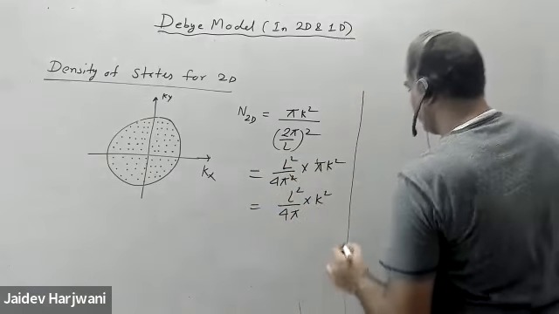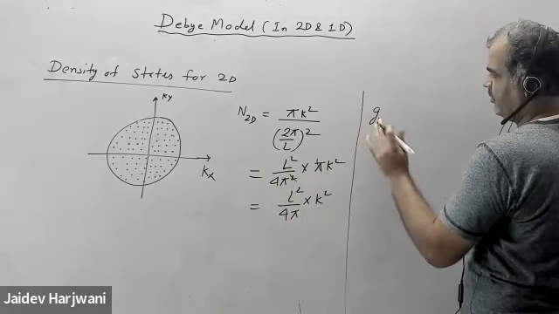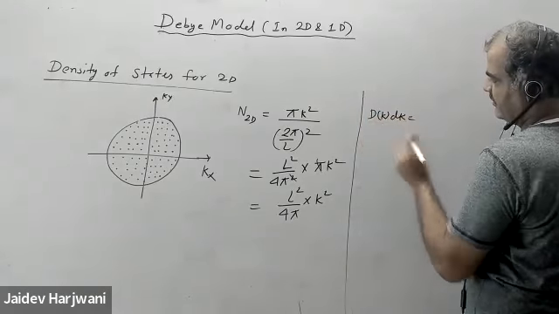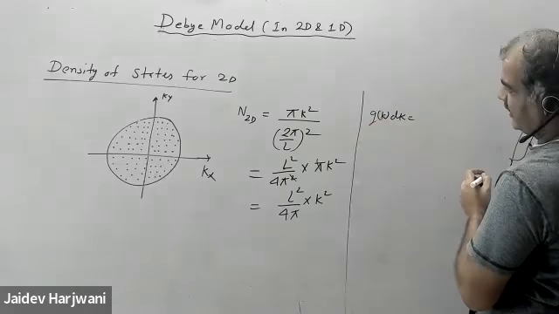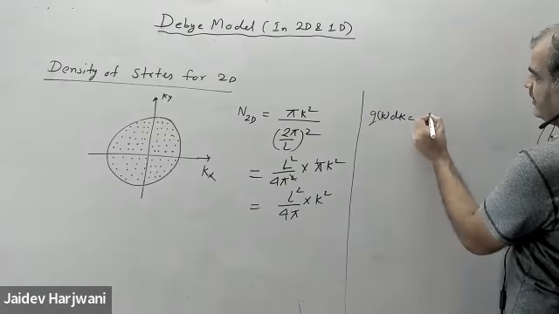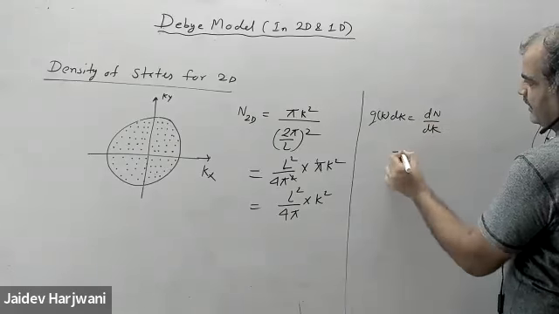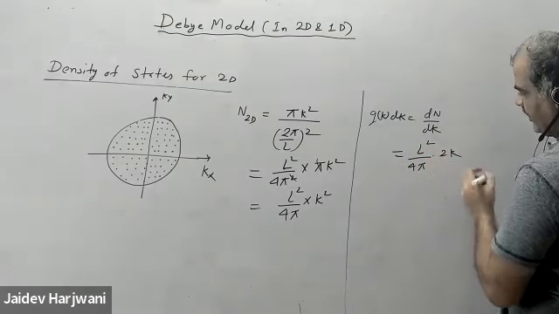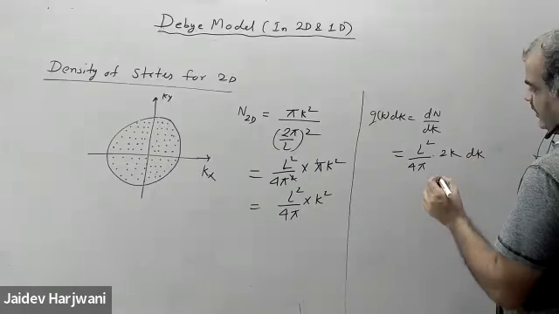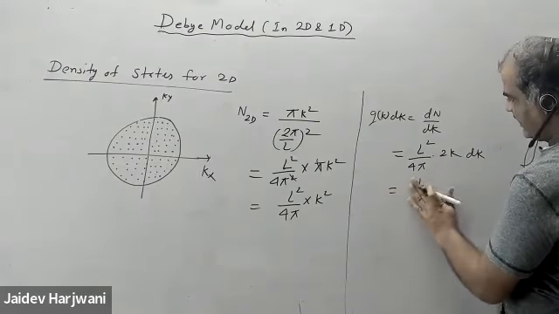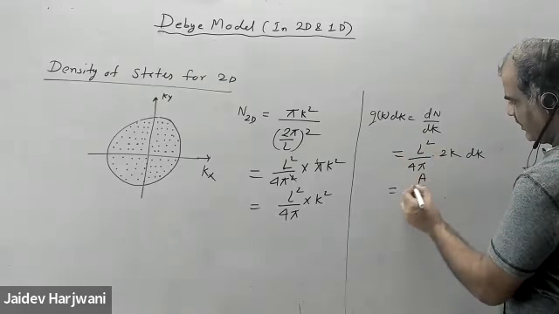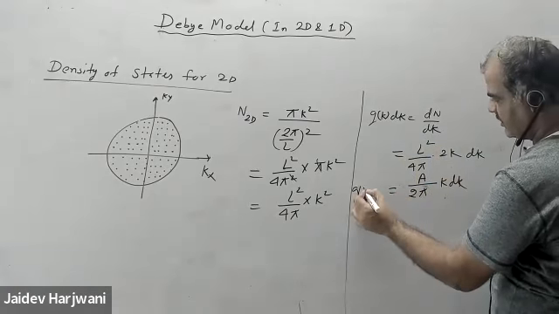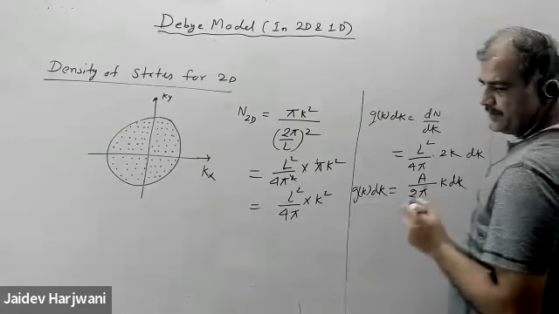Now I want to calculate the density of states, g(k) dk, whatever you want to write, g(k) dk. Always g(k) dk, this will give you dn upon dk, and that will give you L square upon 4 pi, 2K dk. L square is the area A, so this will be A upon 2 pi K dk. So this is your expression for the density of states in 2D.